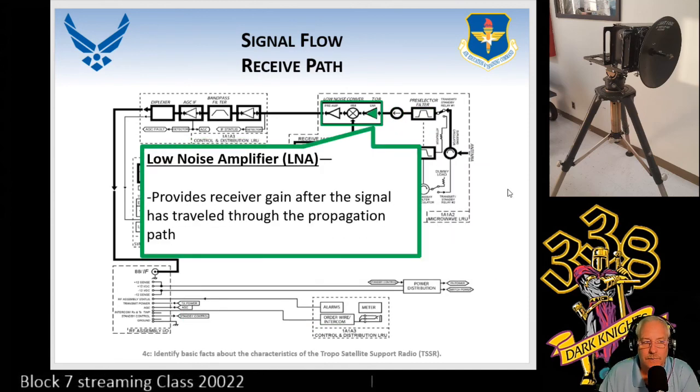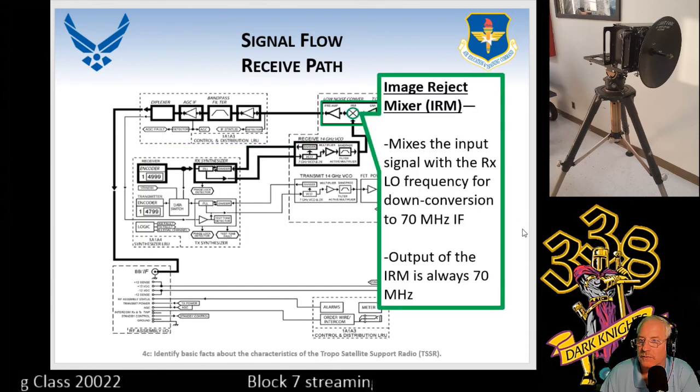We're going to go to something called a low noise amplifier, hence the triangle. We're going to amplify our signal because with a weak signal, you've got to amplify it enough to where you can mix it, which is the next part of this story. This is called an image reject mixer.